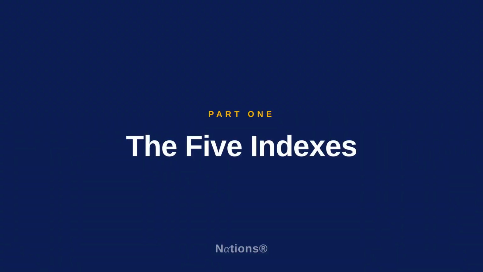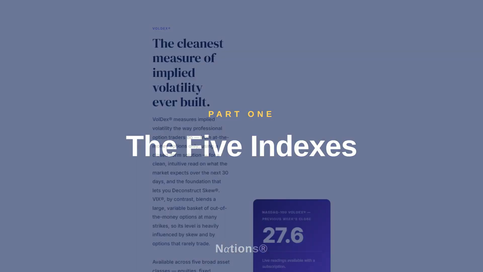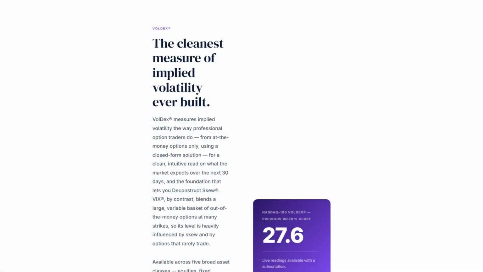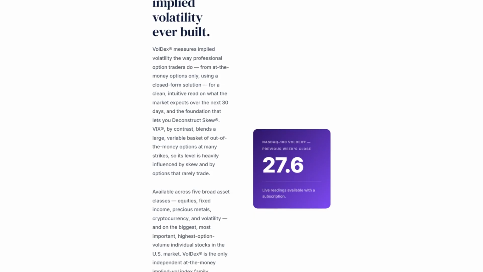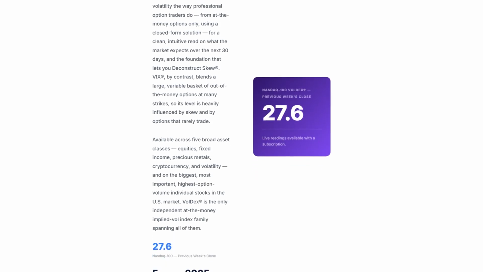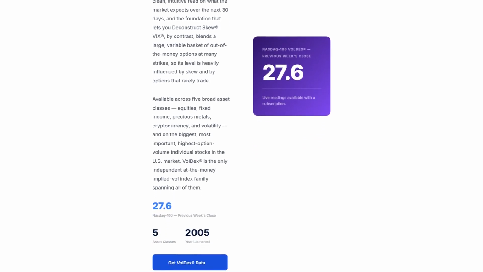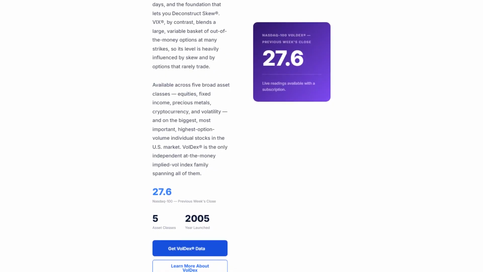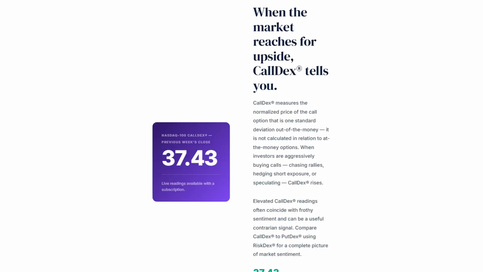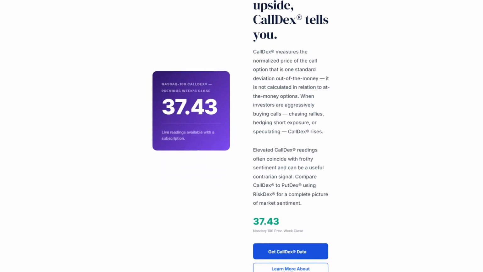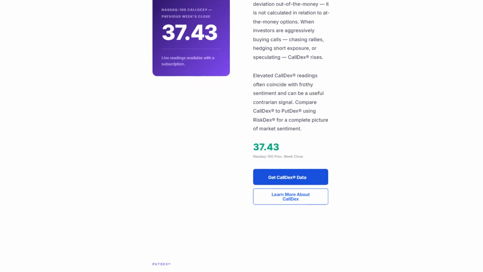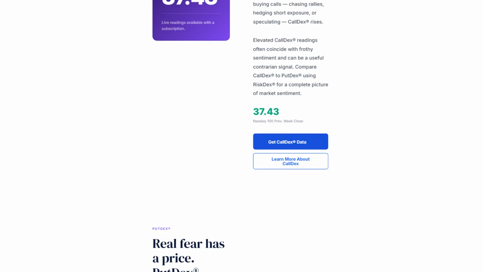Start with our indexes. Nations Indexes measure the options market with 5 complementary indexes. VolDex is the foundation, the implied volatility of a precisely at-the-money option. It's the cleanest read on what the market expects over the next 30 days without the skew distortion built into legacy volatility indexes. TailDex measures the normalized price of the call option that is 1 standard deviation out of the money. That corresponds to a 16 delta for those of you who think in delta terms.